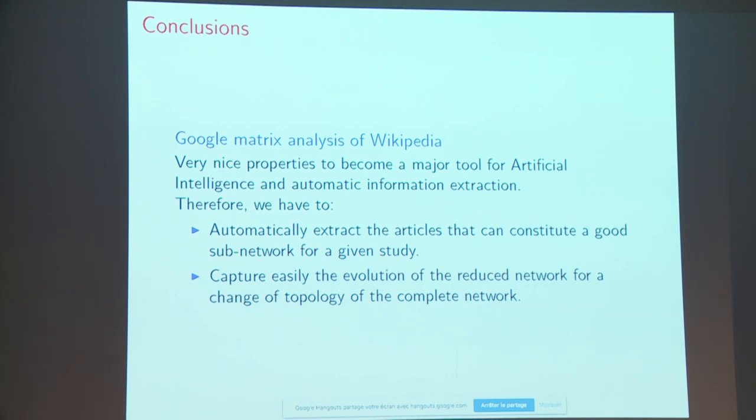And as well, you may have seen Wikipedia is changing every year. You are adding a lot of new articles, new links, etc. And how to capture this variation into the reduced network at a reduced cost, that would be pretty interesting, and trying to understand what are the parts which really are important in this evolution or not.